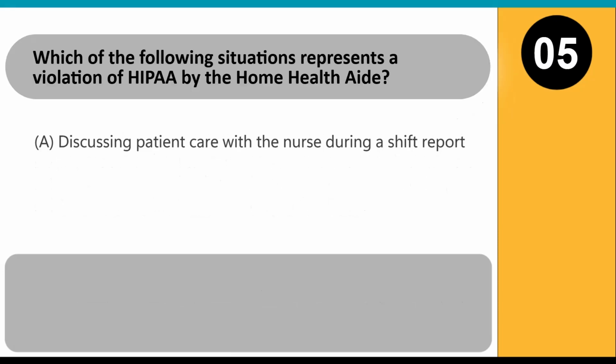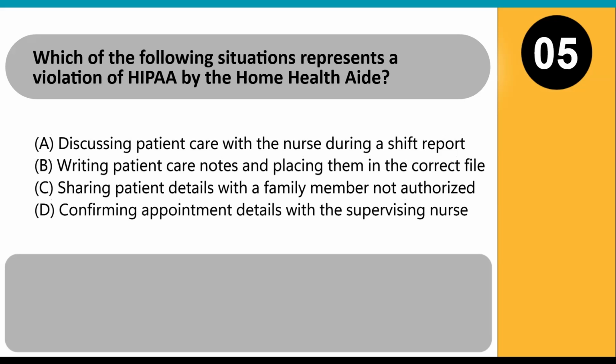Which of the following situations represents a violation of HIPAA by the Home Health Aide? A. Discussing patient care with the nurse during a shift report. B. Writing patient care notes and placing them in the correct file. C. Sharing patient details with a family member not authorized. D. Confirming appointment details with the supervising nurse.